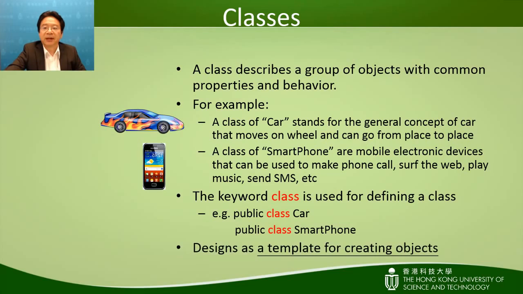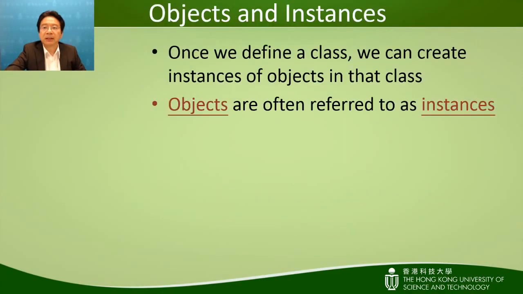The purpose of defining a class is to design a template for creating objects in that class. Once a class is defined, we can create instances of objects in that class. Object and instance are often used interchangeably. In the previous example, in a class of car, there could be different instances or objects of cars that belong to me, Mary, John, and others.